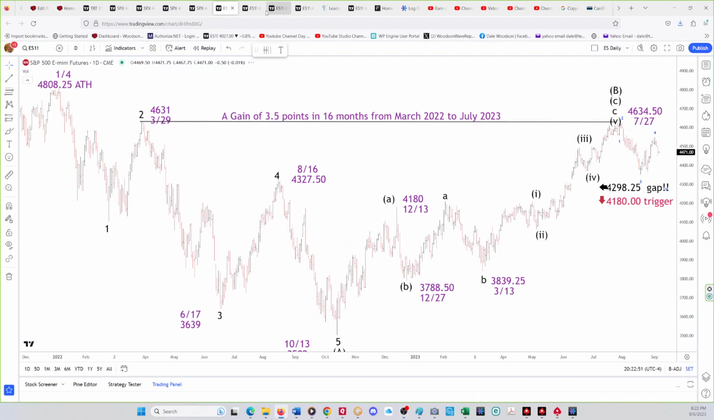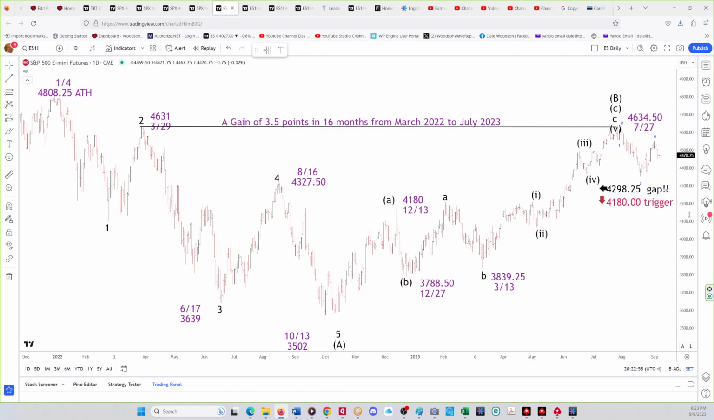Let's start with the ES. We're looking at a daily chart here. This is from the all-time high, with, let me get that in focus a little bit better, the A down and the B up. Again, I pointed out earlier that the move up in the B wave came right near the 2nd wave high. So basically, from March of last year to July of this year, 16 months, the market had a net gain of 3.5 points, and that's in the ES.